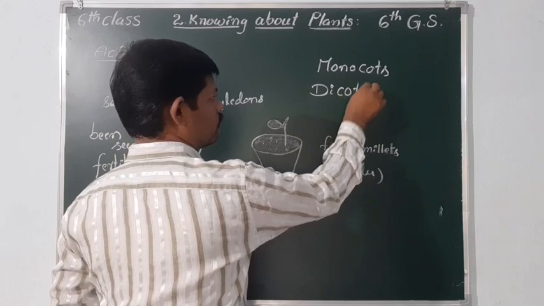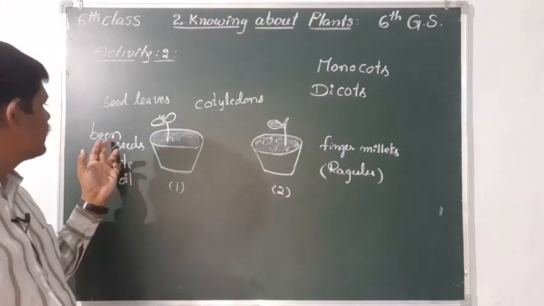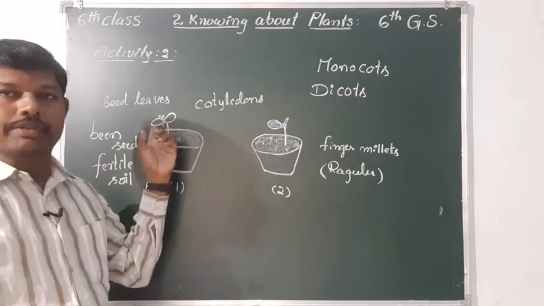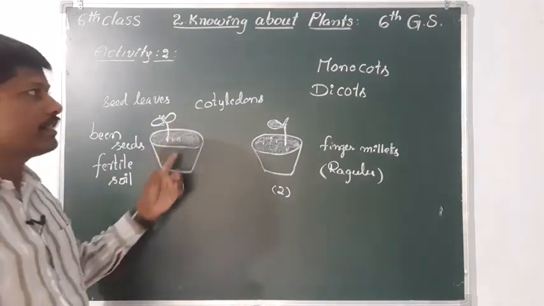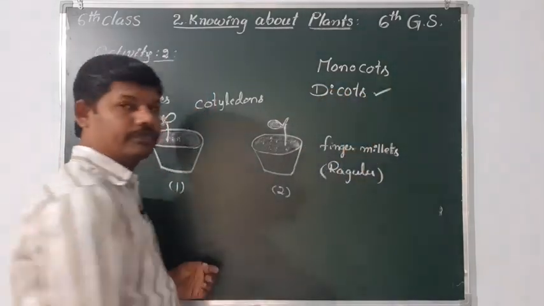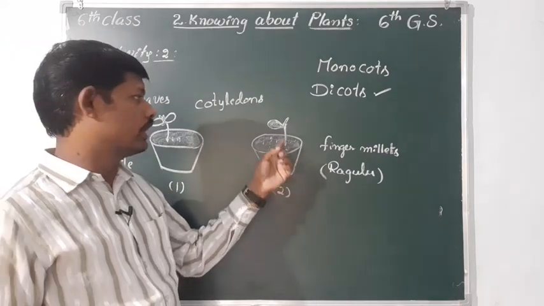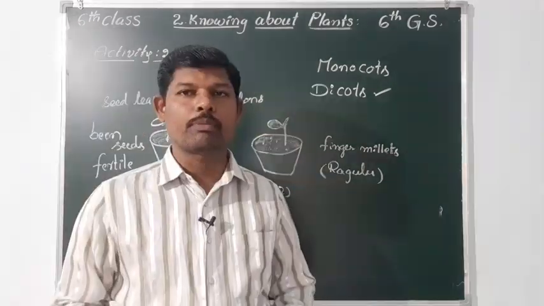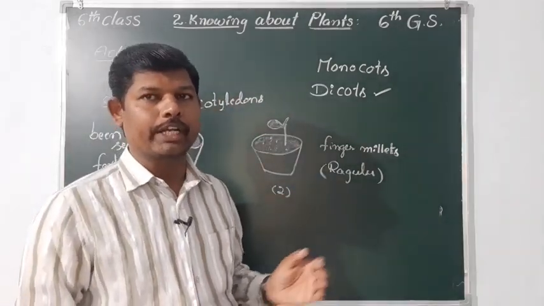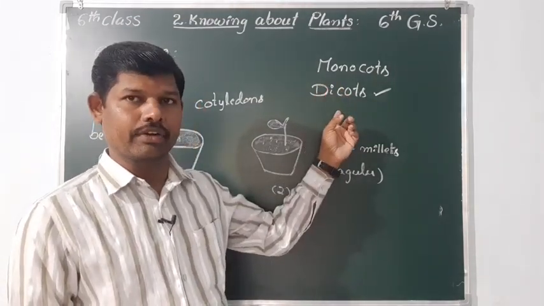So what are monocots? Here if you observe, the bean seed has 2 leaves, 2 cotyledons. So it is a dicot plant. The finger millet, ragulu, plant has only 1 cotyledon. So plants are 2 types according to their seed leaves. One is monocots and the other is dicots.